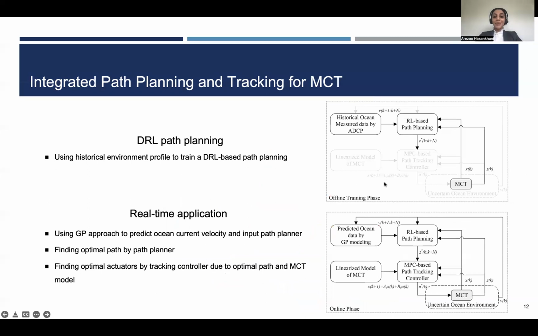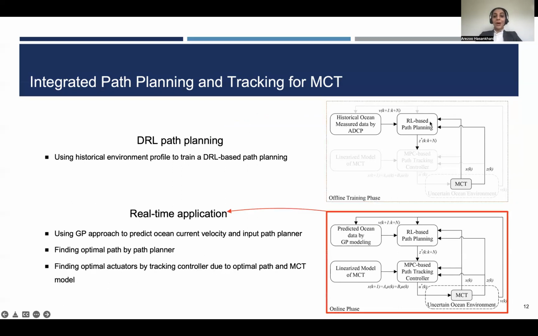So since we have the reinforcement learning algorithm for the path planning, we should have an offline training phase to train the network. After training the network, we can find the optimal network, which is used in the online phase. We use some historical recorded data from the Gulf Stream to train this network.